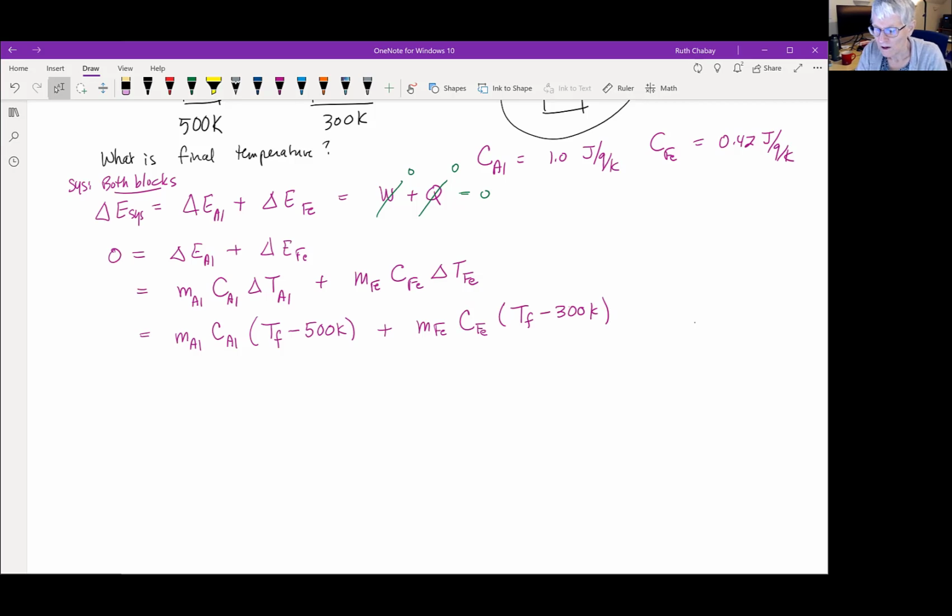And now we can plug in all this stuff, but notice that we now have an equation that has one unknown, because the final temperature has to be equal at equilibrium. And so we can solve this for T final, right? So we could plug in numbers here. In fact, why don't we do this in VPython? So let's see what we're going to get.